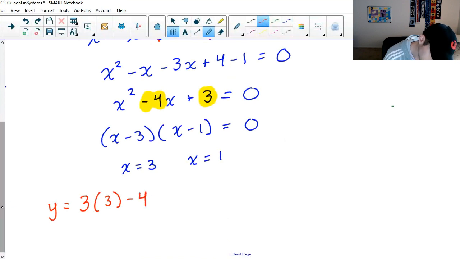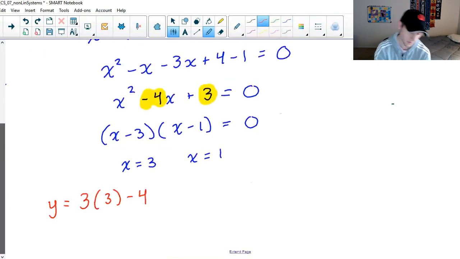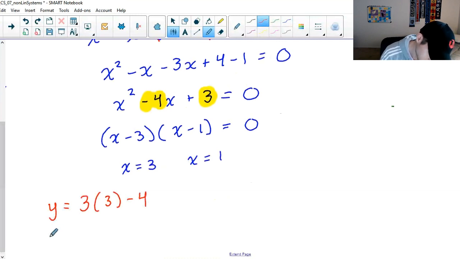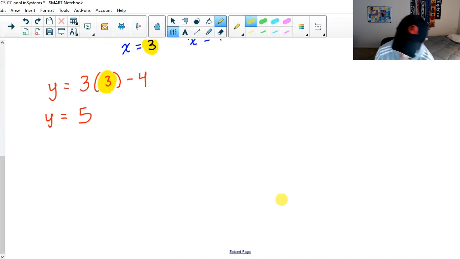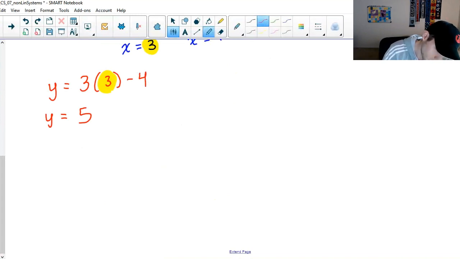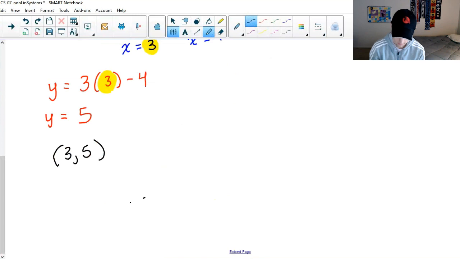Wait, was it 4? I already forgot. 3x minus 4. Yep. So 9 minus 4 is 5. Okay, so again, this is our first case. We plug in the first x value we got. So one of my answers is (3, 5). That's one solution.